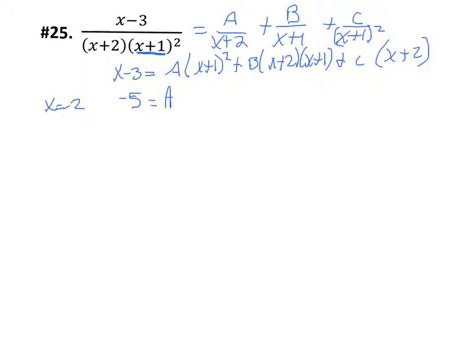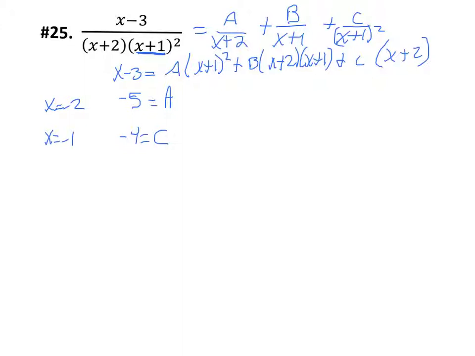All right, now let's solve for C. So now we're going to let x equal negative 1. Okay, so then it gives me negative 4 equals, A goes away, B goes away, negative 1 plus 2 is 1, so there's C. Okay, now, to solve for B, we have to plug in A and C and let x equal something.